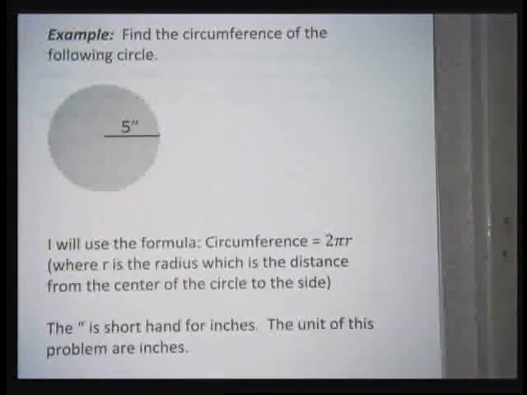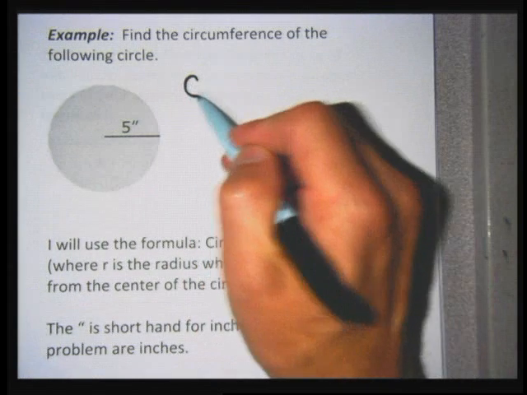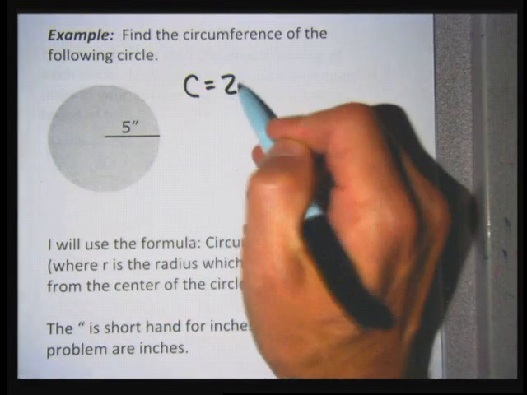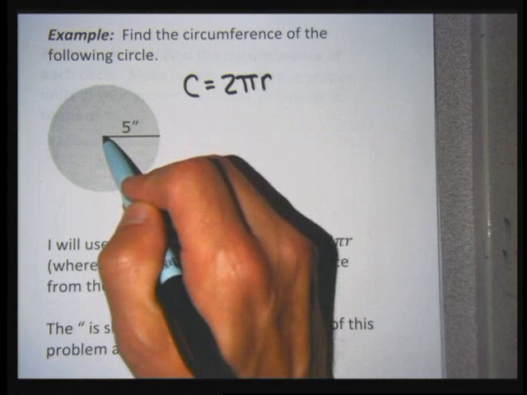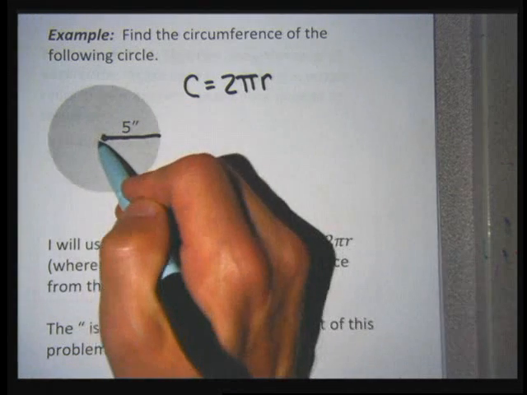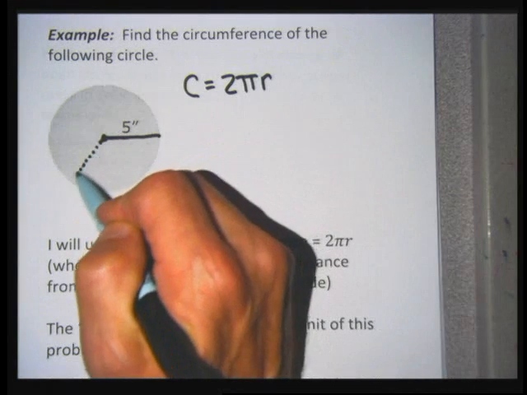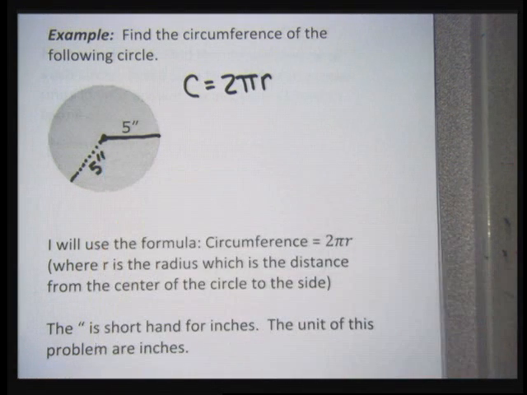Next example, find the circumference of the circle. If it doesn't say to use a decimal for pi, then I'm going to leave the symbol for pi in my answer. So I need the formula. The formula for the circumference of the circle we had on that formula sheet is 2 pi r, and r is the distance from the center of the circle to the side, and it could be any line that goes from the center of a circle to the side. They're all going to be the same. The units on this are inches.